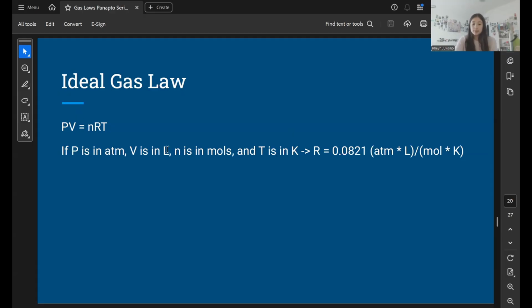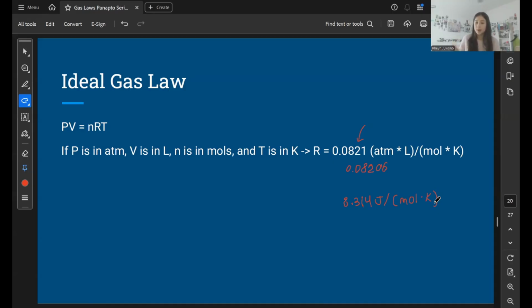Typically, we use atm, liters, moles, and Kelvin. So our R constant is going to be 0.0821. Sometimes you'll also see 0.08206. It just depends on how many sig figs are in the problem. But sometimes you also may see 8.314 joules per mole Kelvin. And this is more typical when you're using kilopascals.